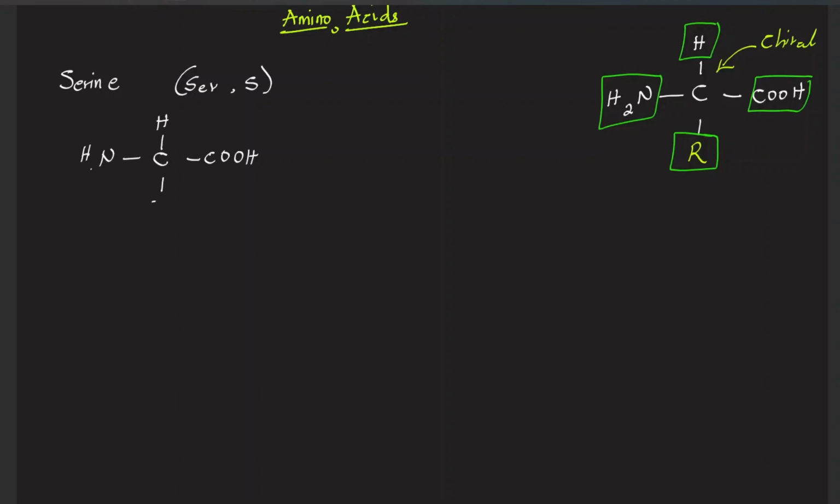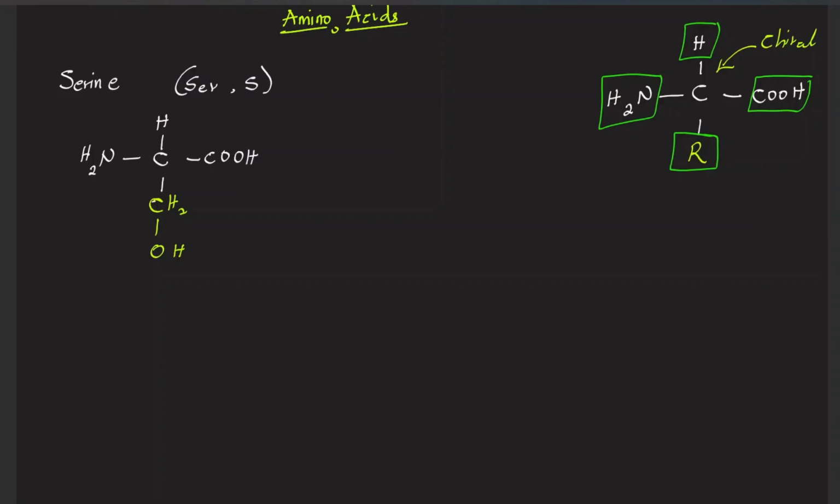We bring back the amine group like this, and serine is one of the amino acids that has an OH, a hydroxyl group attached. For the R group, we have first a carbon, and this carbon is attached to an oxygen in a hydroxyl group. Now we have 2 hydrogens attached to this carbon, and this is the structure for serine. It has a CH2OH attached to the alpha carbon.